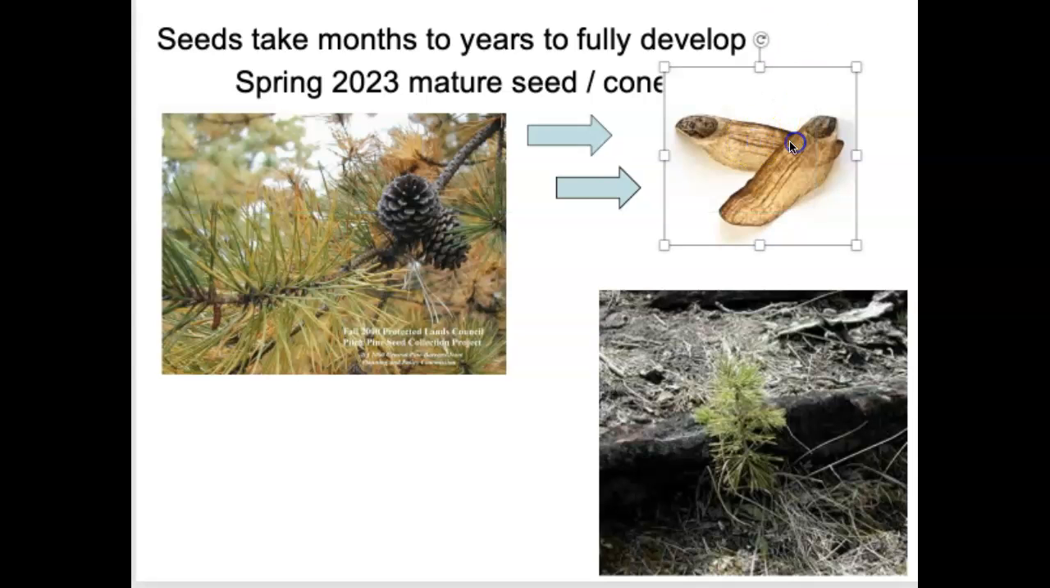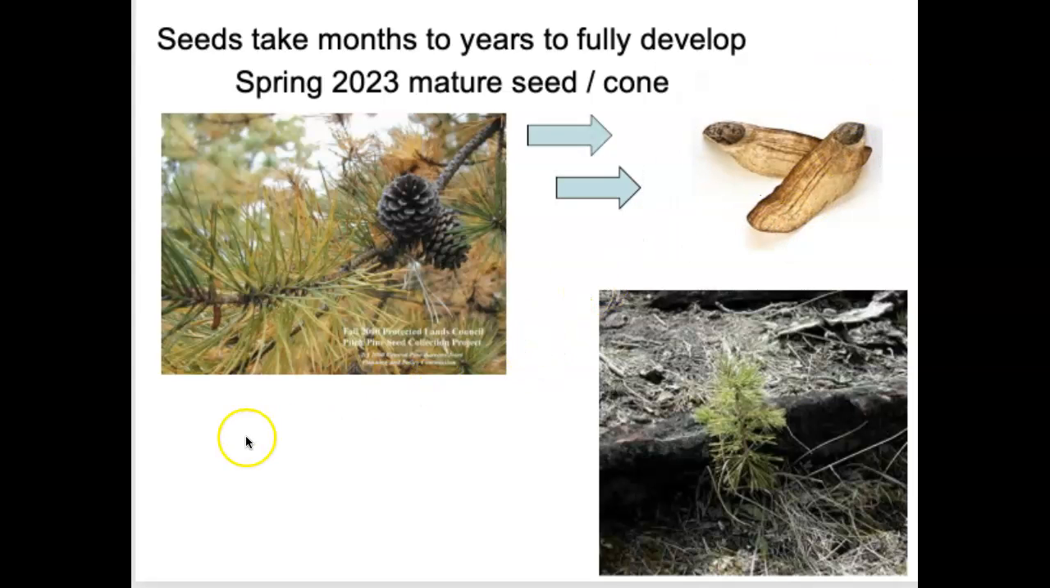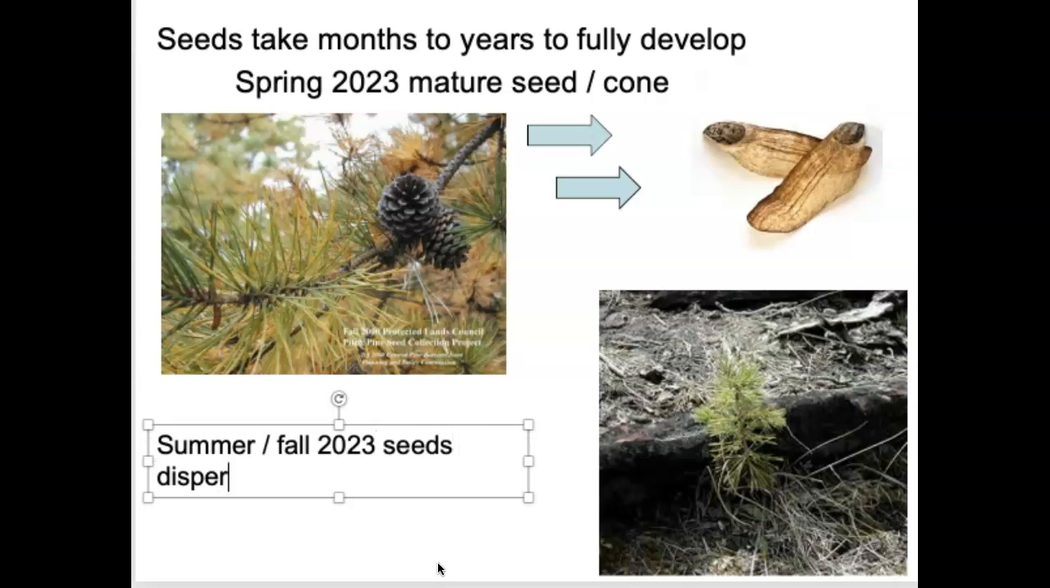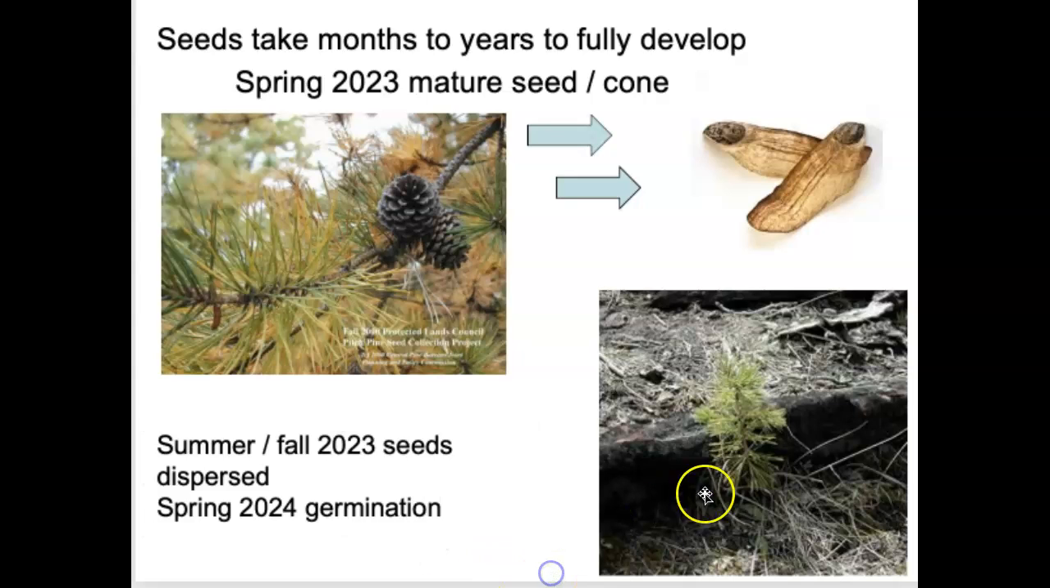And now, oh, that's not working. And then now, let me get a box. It might be summer, fall of 2023. The seeds are dispersed primarily by wind. And then spring 2024, potential germination to get your little pine seedling to grow up and start to develop your sporophyte here.